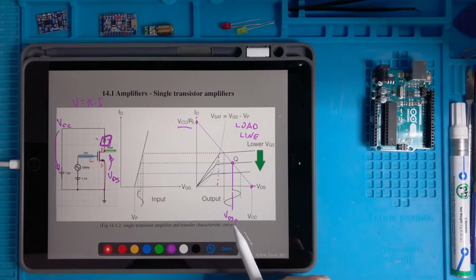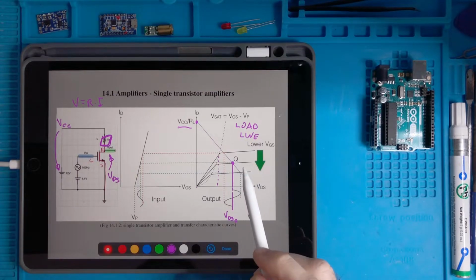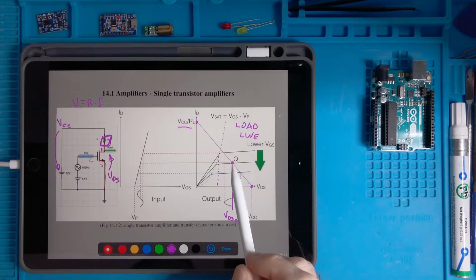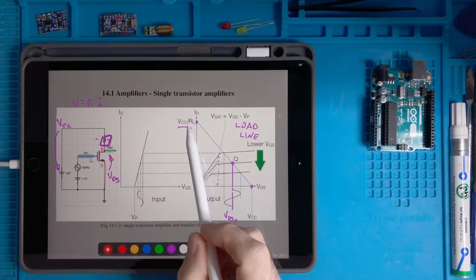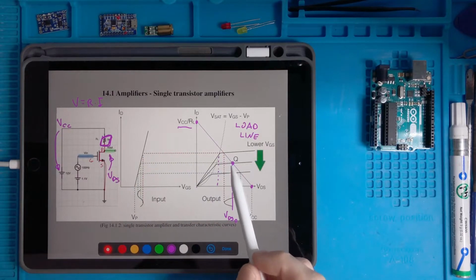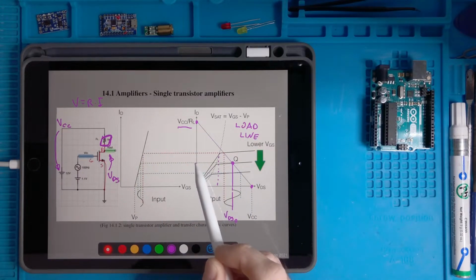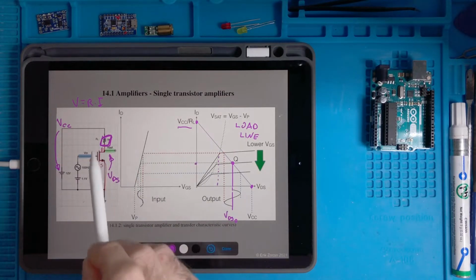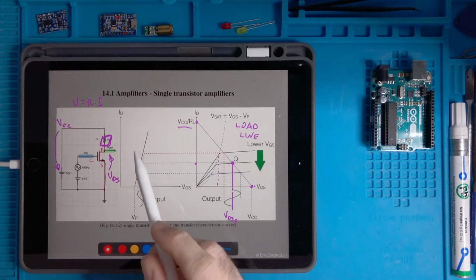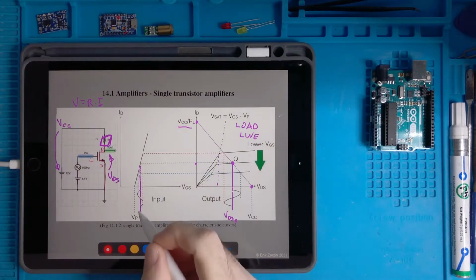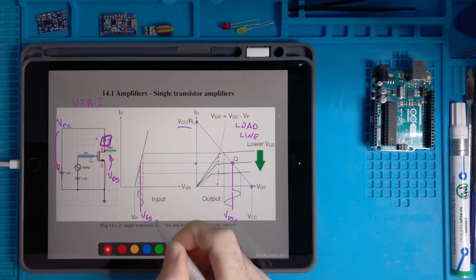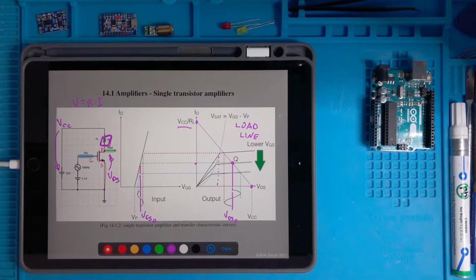Once we chose this VDS0, which is also called the operative point, we go here, we meet this load line, which depends on the resistor we have as a load. Then we go here, we identify the corresponding ID, we switch into this graph, and then we understand which is the VGS, we call it VGS0, for which this VDS0 happens.